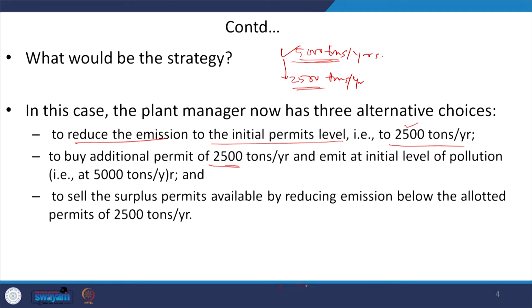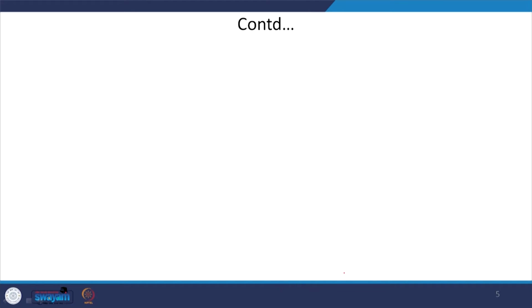The third alternative choice is that the manager can think of reducing its emissions below the allotted limit. What is the allotted limit? 2500 tons per year. So now the manager would think to reduce this emission level below 2500 tons per year, and the surplus can be sold in the market. So these are the three different alternative choices in the scenario of cap and trade.